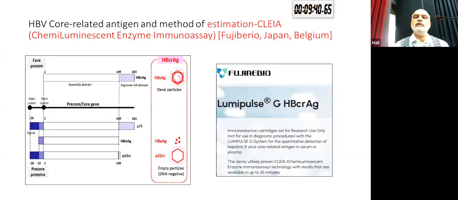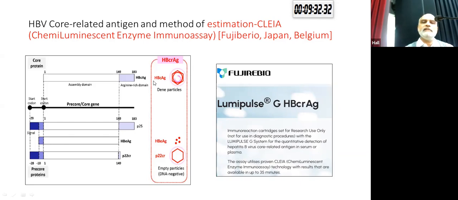Now, what about core-related antigen? This is the pre-core core gene. And as we can see, core-related antigen measures actually three things: hepatitis B core antigen, hepatitis B E antigen, and P22 core-related antigen.